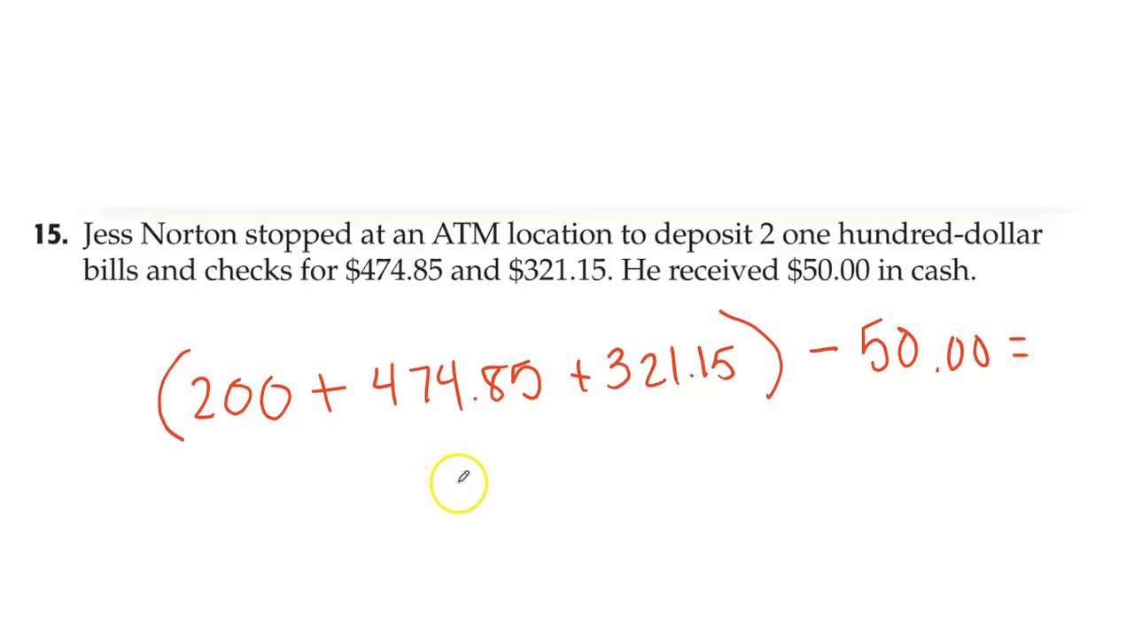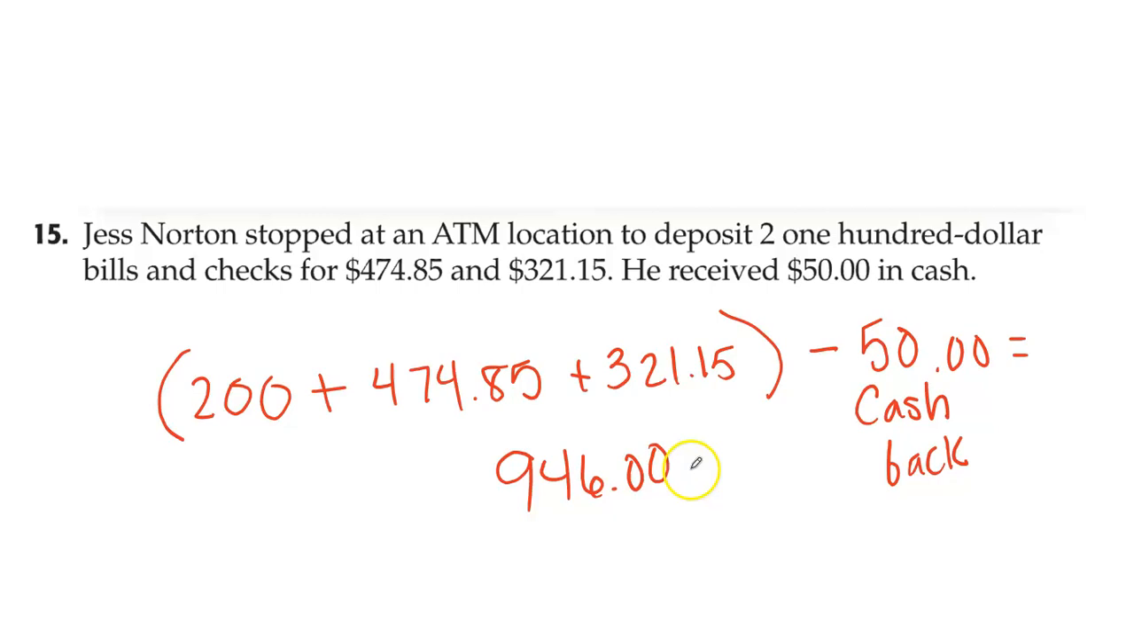So this is going to be some of the word problems where you'll be adding up the checks and cash and then subtracting any cash back. Okay, so this is the cash you want back. So if you did this, you would get $946 would be the total deposit.